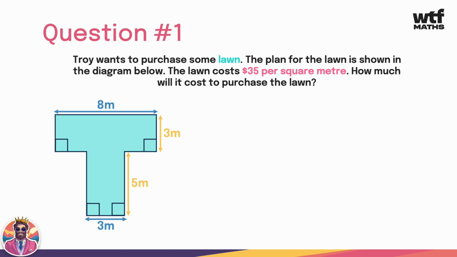So Troy wants to purchase some lawn. The plan for the lawn is shown in the diagram below. The lawn costs $35 per square meter. How much will it cost to purchase the lawn? So if you want to give this question a go, here's your chance to pause.